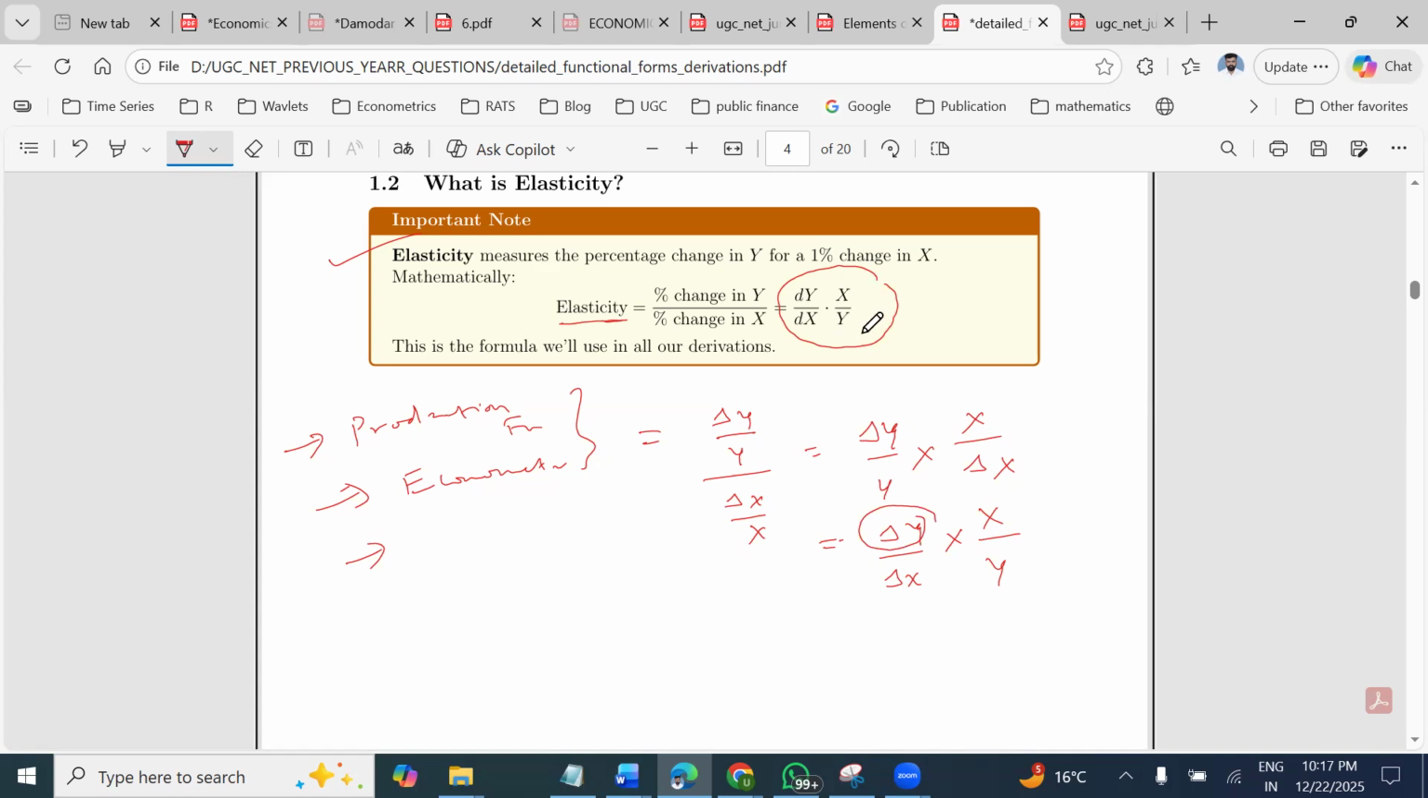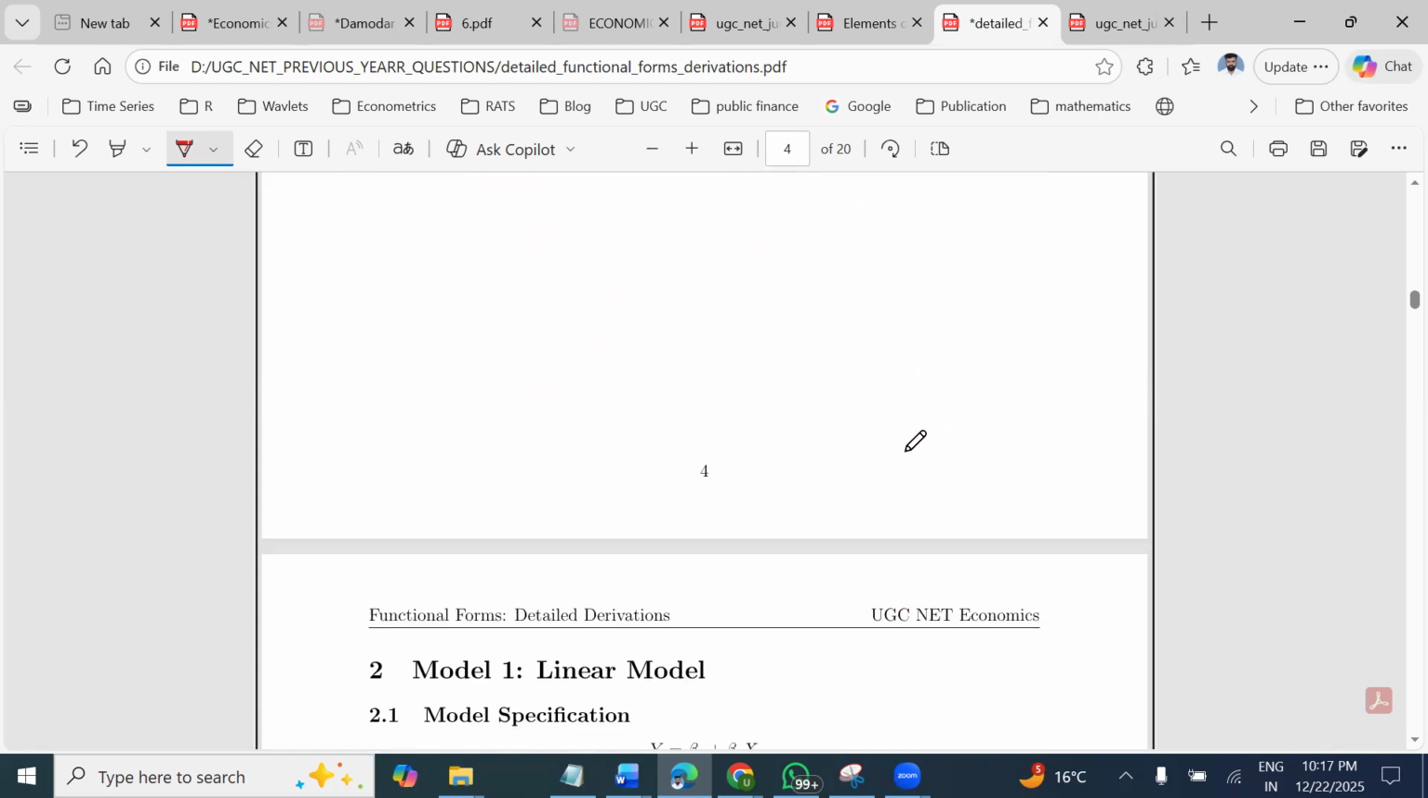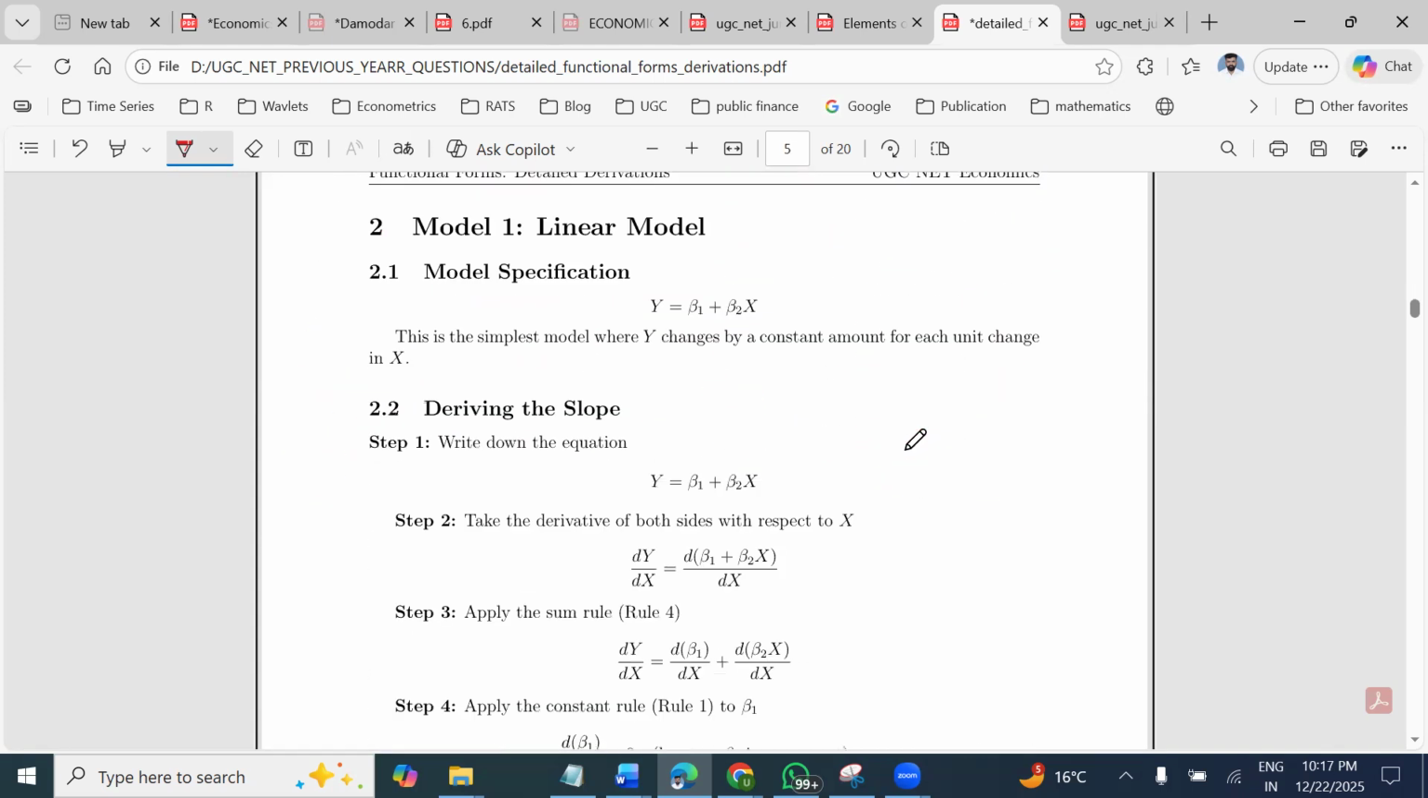Is it clear, Sangeeta? Chinmay, is it clear? Okay. Yes, sir. Okay, thanks.